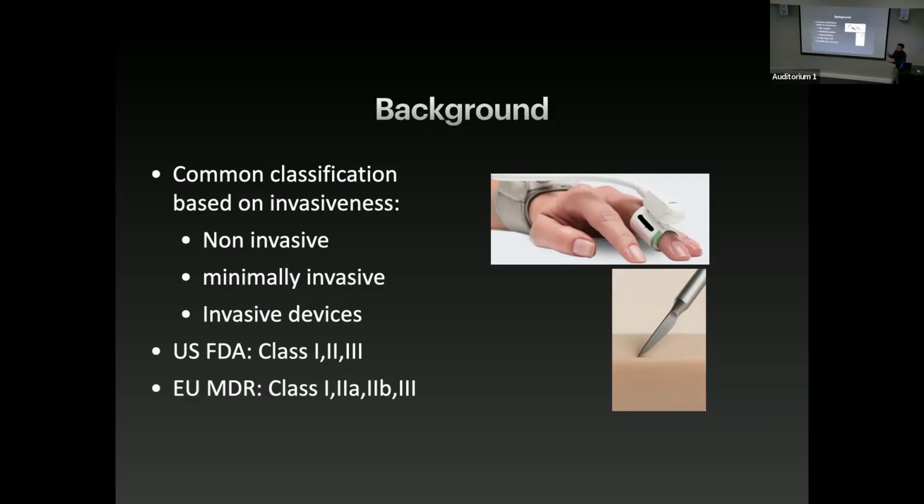Or it could be minimally invasive, which means something like endoscopy, where something gets into your body through a minor incision or a cut. Or it could be an invasive device. The perfect example would be a pacemaker or an implantable. So invasiveness is a key factor in determining the risk profile of the device.